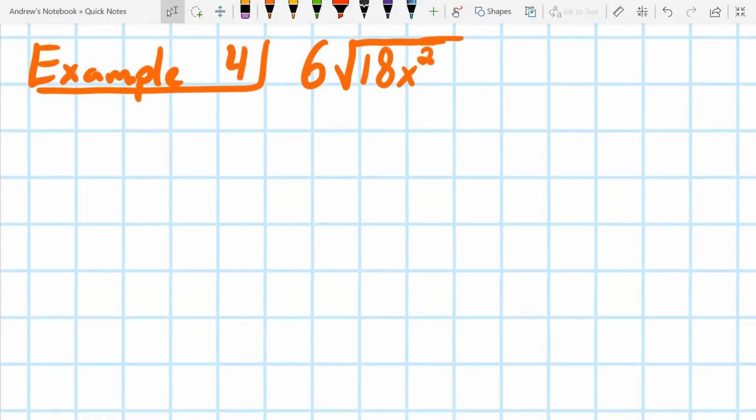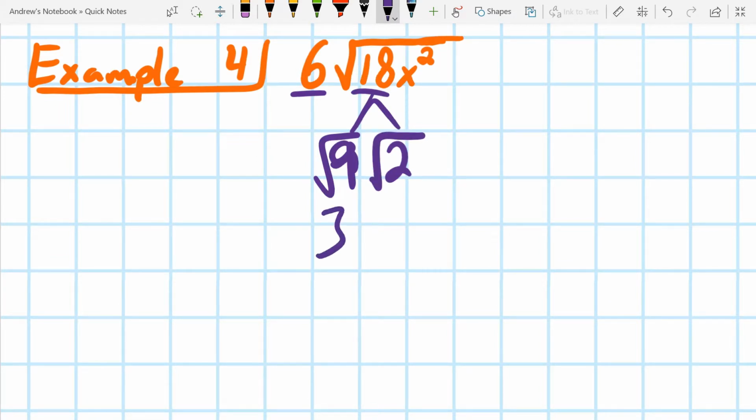In this example, we've already got a 6 out here, but we're going to deal with the 18 on the inside, and we're going to try to get something that pairs up nicely. I know I can take a 2 out of that, but 2 doesn't square root nicely. Is there a number that square roots nicely? Again, we have a 9 that square roots nicely, a 9 and a 2. And if I square root 9, I get 3. But if I square root 2, I get something ugly, right?